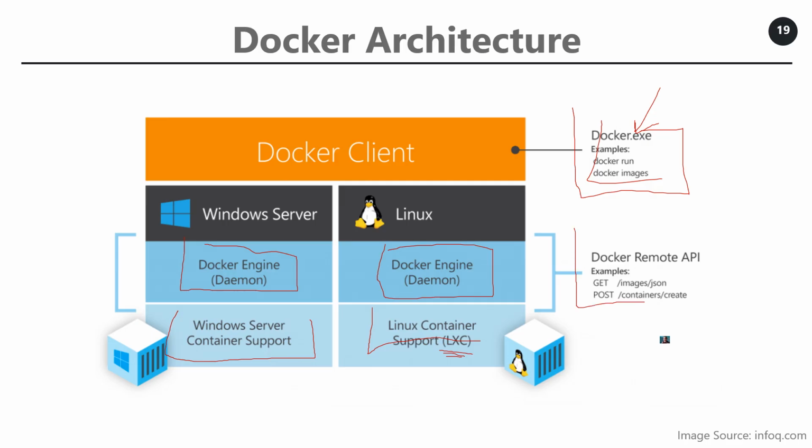And then there is the Docker Remote API with GET and POST. One example: GET images JSON, containers create. Again, when we start implementing this, it'll make more sense. All right, working with Docker.